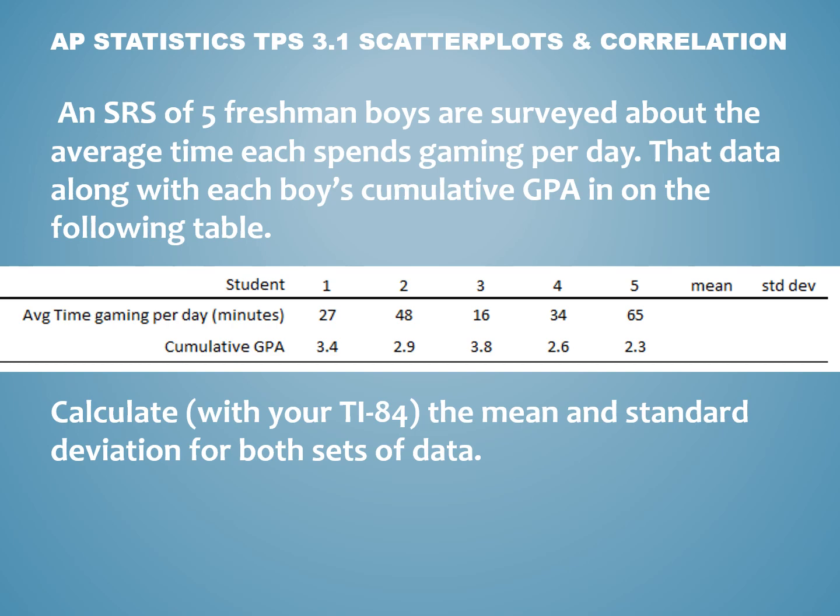All right, so we want to first calculate the mean and standard deviation for both the explanatory and response. So we already talked about it. It makes sense that your average time per day is going to affect or predict your GPA. So the time spent gaming will be your X, or your explanatory variable. Your GPA, as a result, will be your response, or Y variable. All right, so the first thing we want to do is show you how to calculate the mean and standard deviations for both sets of data.